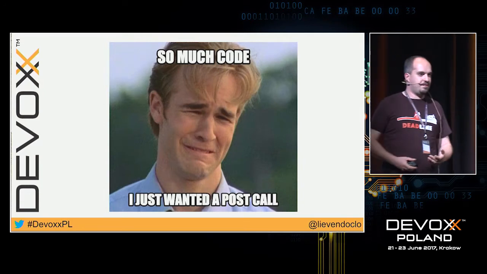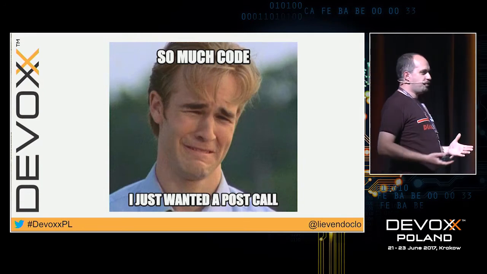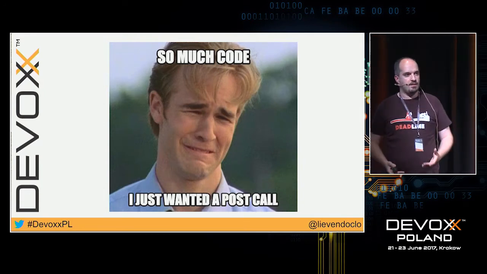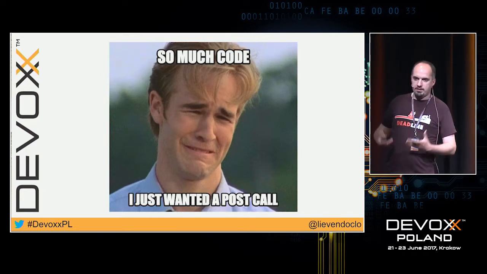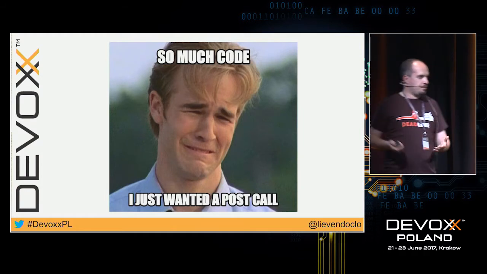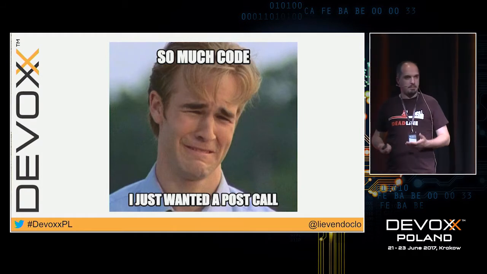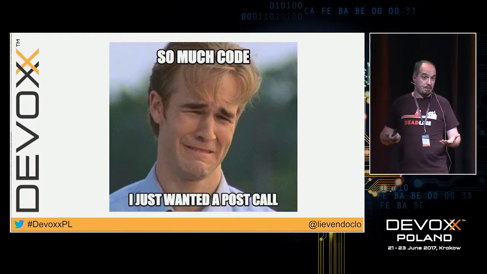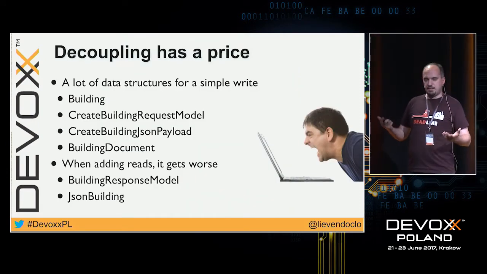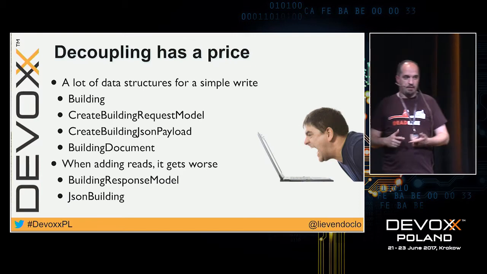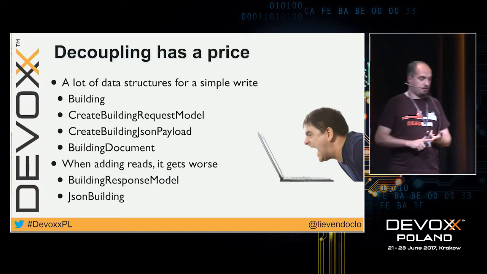Problem is, this is so much code, and I just wanted to create a POST call. This is just so many entities, so much code. This sometimes makes people a bit apprehensive of implementing clean architecture. Decoupling has a price. You have to build a lot of data structures.